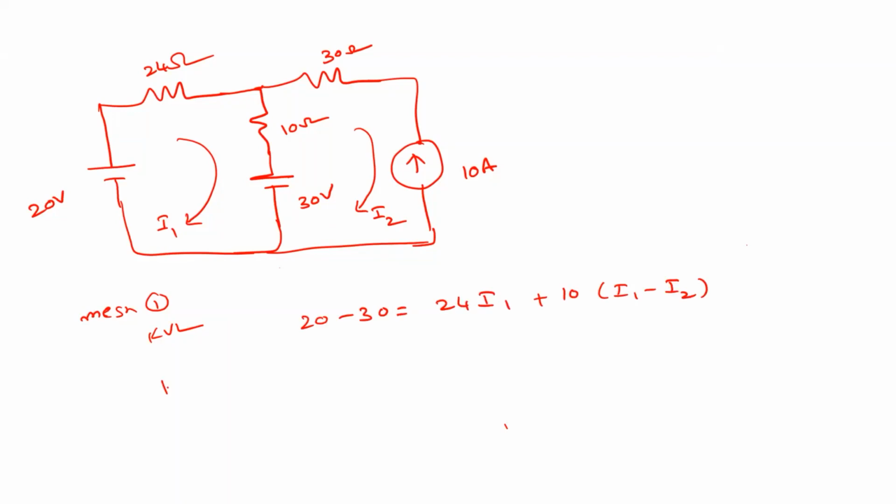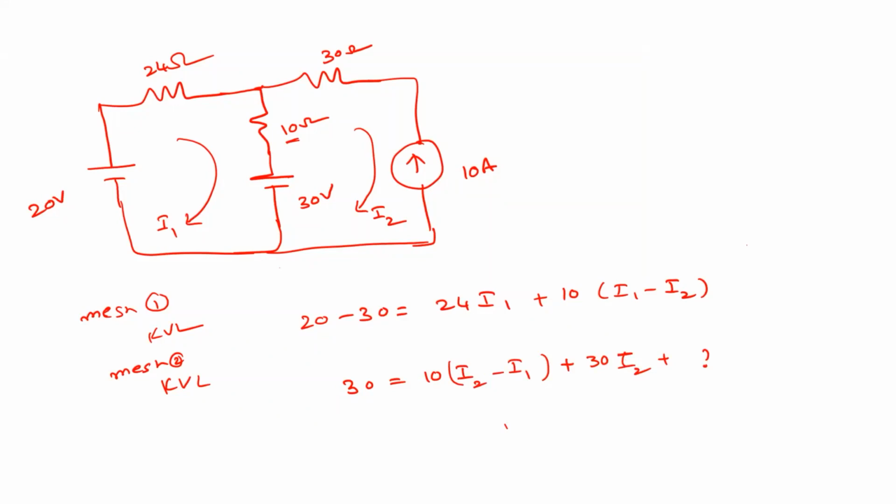What is the KVL in mesh 2? 30 plus 10 I2. Not I2, sir. This 10 ohm is common for both I1 and I2, so it is 10 into I2 minus I1, plus 30 into I2. Why is it I2?